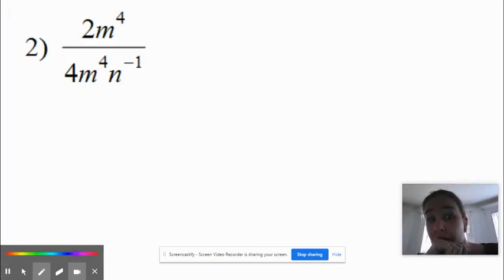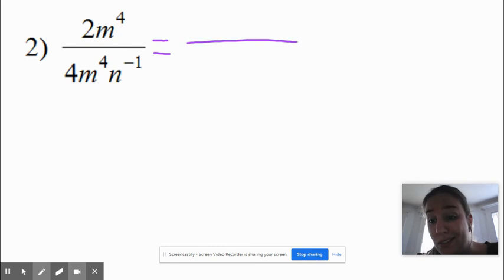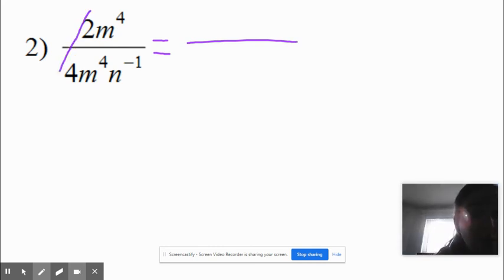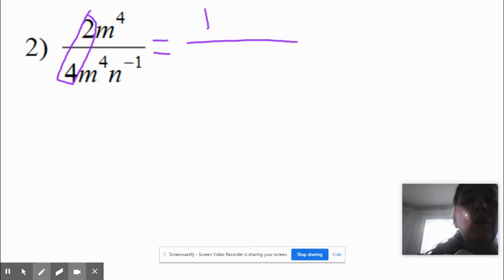Okay, so for this one, first we look at our coefficients. 2 and 4, 2/4. That's the same as 1/2, isn't it? You can simplify 2/4 to 1/2. So 1 over 2. Okay. And now we're done with that.